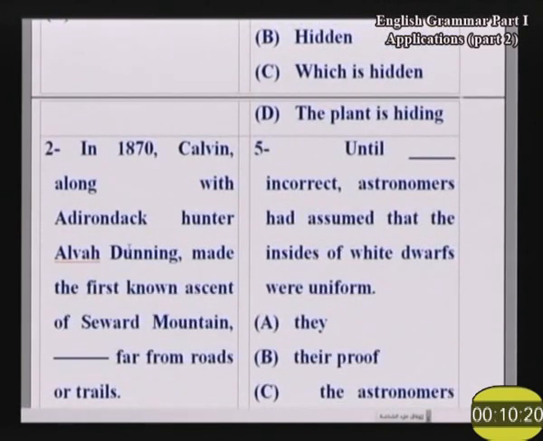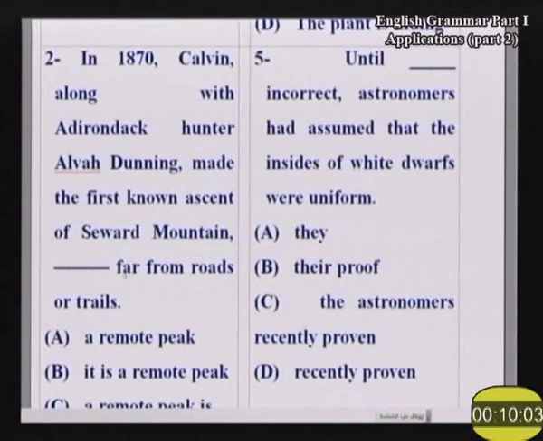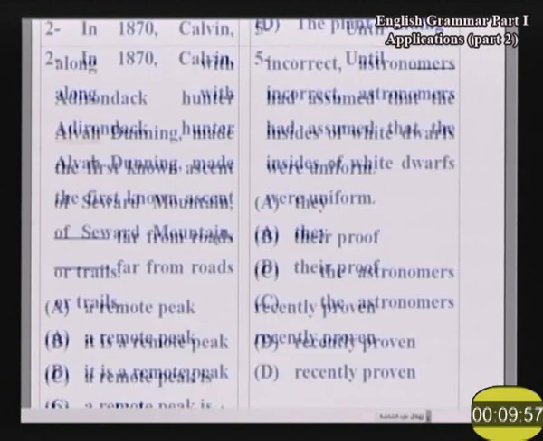In 1870, Calvin, along with Adirondack hunter Alva Dunning, made the first known ascent of Seaward Mountain far from roads or trails.